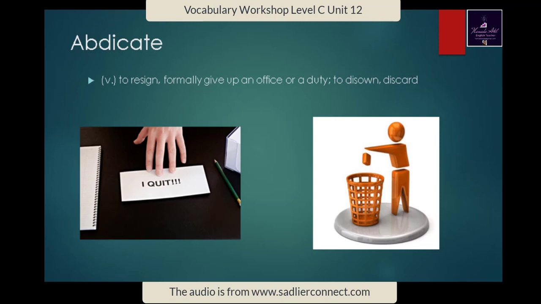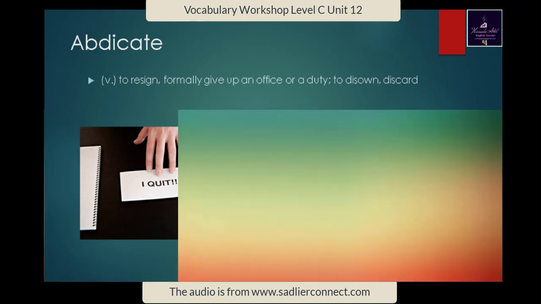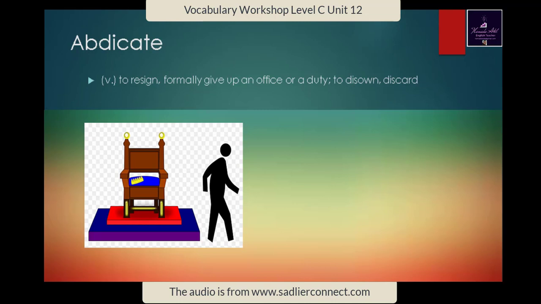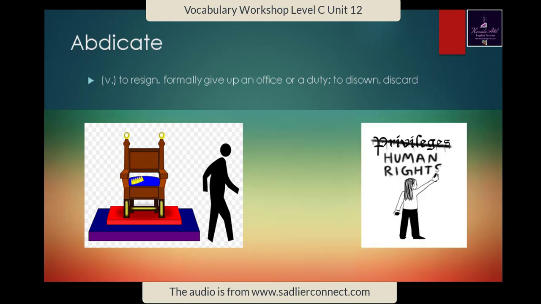Abdicate. Abdicate is a verb meaning to resign or to disown. In 1399, Richard II was forced to abdicate the crown of England. Or, a powerful executive rarely chooses to abdicate the rights and privileges of his or her job.